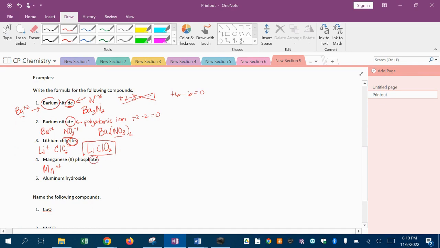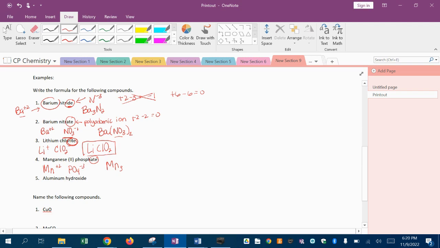And phosphate. Again, that tells me it's a polyatomic ion. So I either look at the back of my periodic table or I've got it memorized, and that would be PO4 -3. So what do I need to get a multiple of 2 and 3? That would be 6. So I want 2 manganese. I'm sorry, not 2, 3 manganese, Mn3, and 2 phosphates.